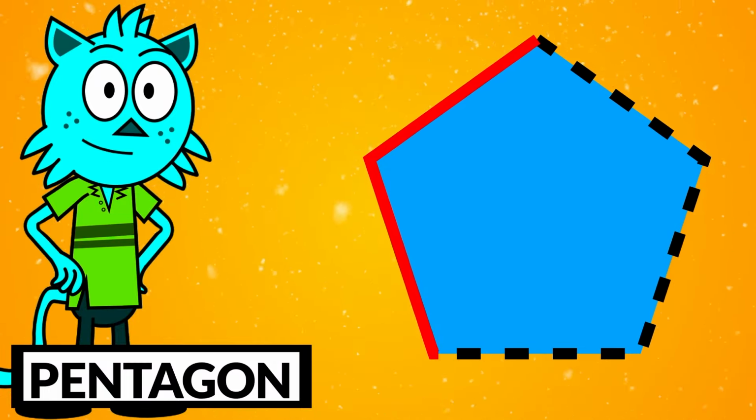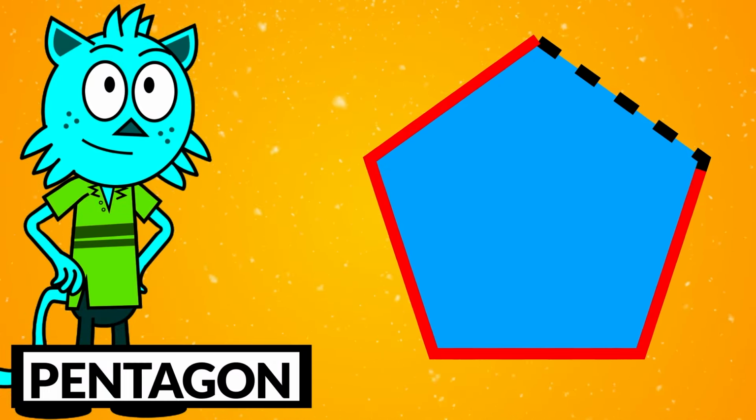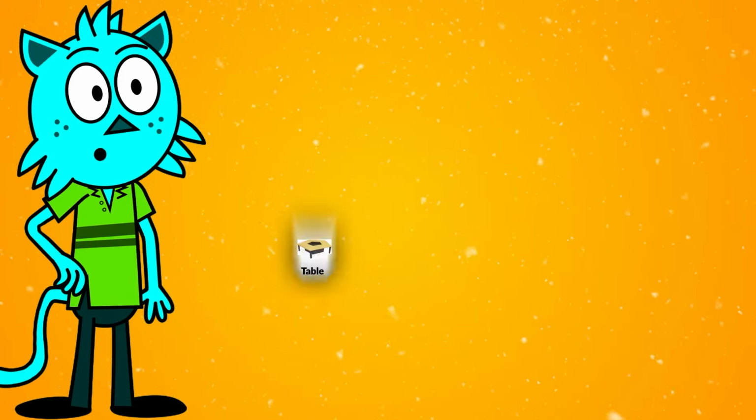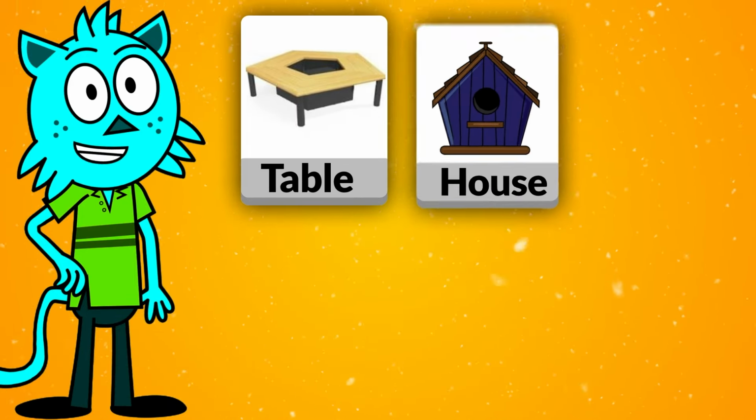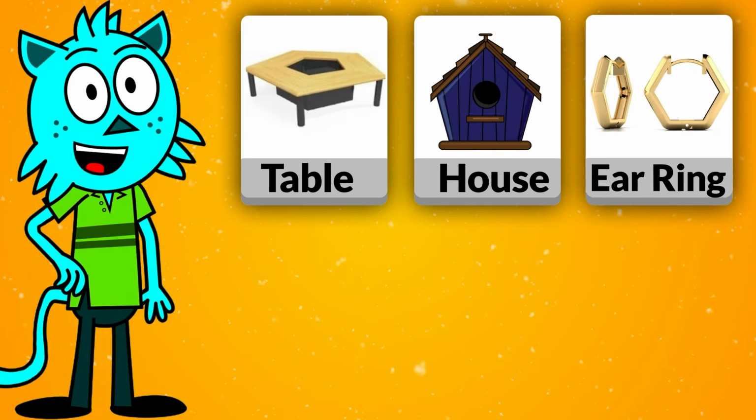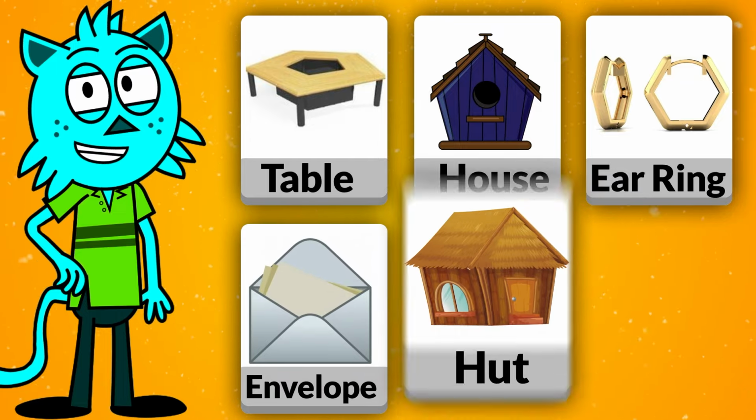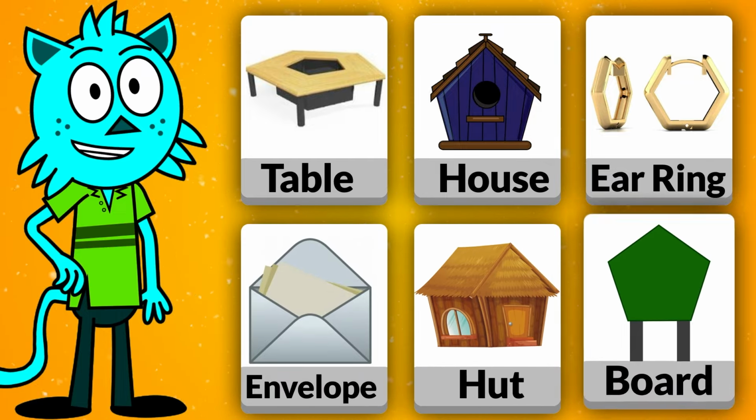Pentagon. Table shape is pentagon. House shape is pentagon. Earring shape is pentagon. Emerald shape is pentagon. Hut shape is pentagon. Board shape is pentagon.